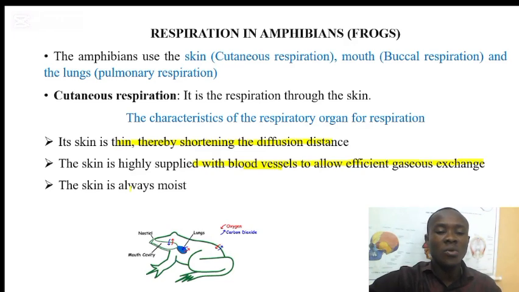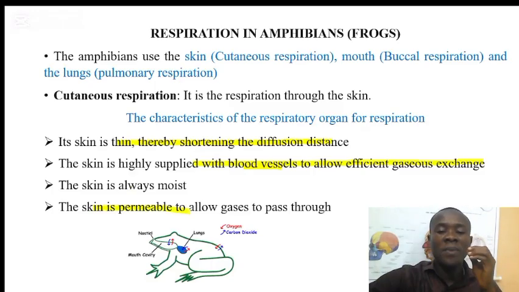Next, the skin is always moist because gases cannot diffuse or pass through a membrane if they are not moist, if they are not dissolved in water. So for them to pass through a membrane, they need to be dissolved in water. That's why the skin is always moist, to be permeable to allow gases to pass through.